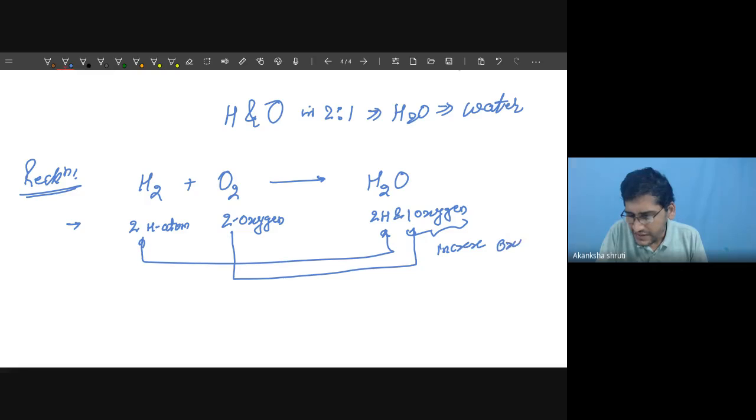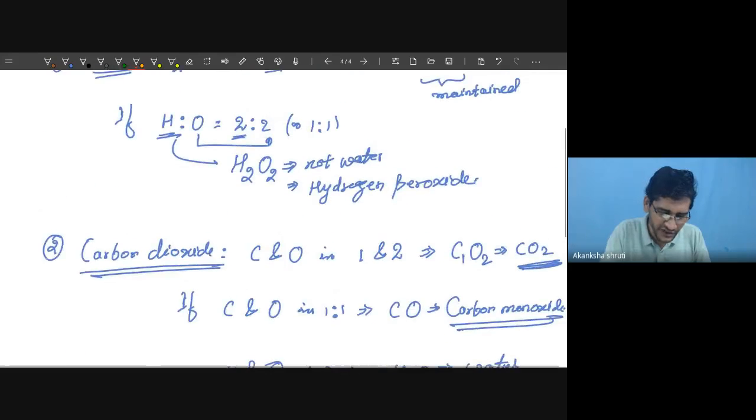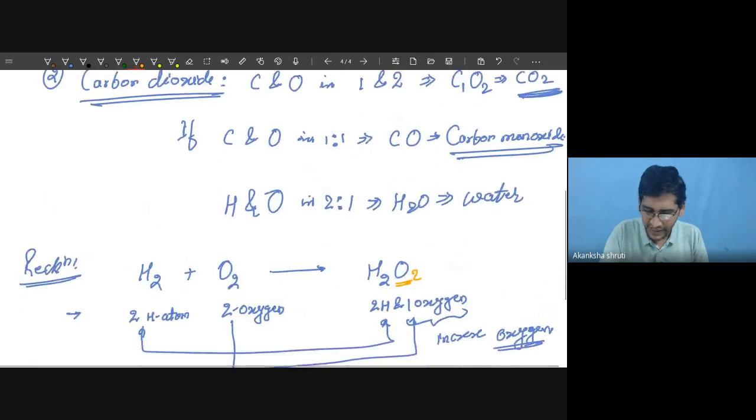Increase oxygen. For increasing this oxygen, you will put a new number. That new number is placed before it, which means this oxygen has to be increased too. So you cannot put it here too. Otherwise, it will represent hydrogen peroxide, a new compound, rather than water.